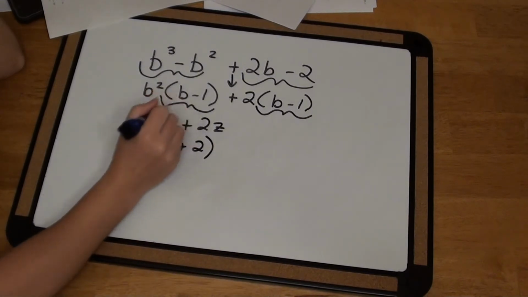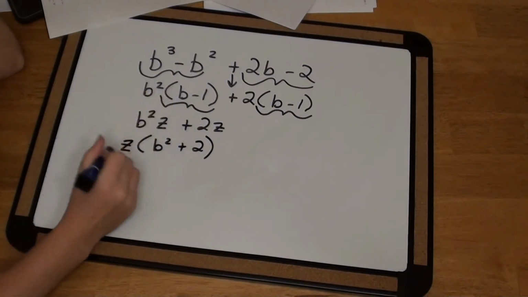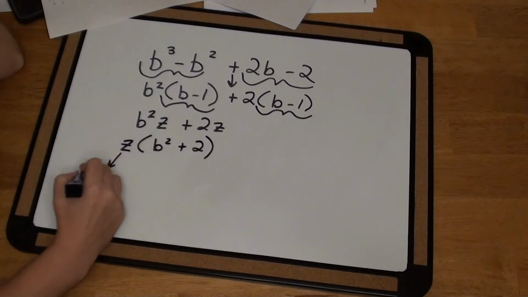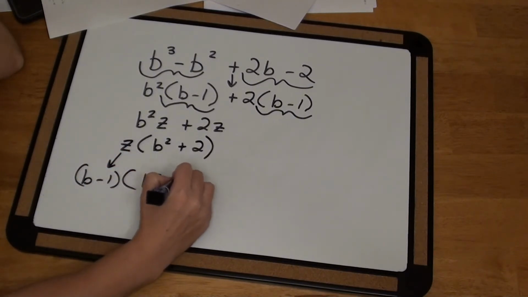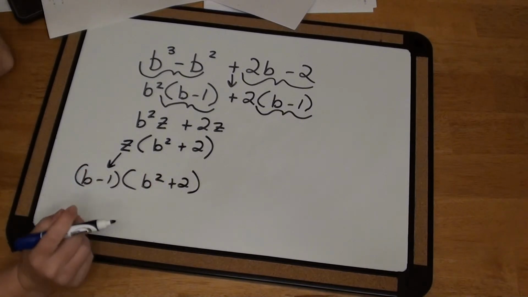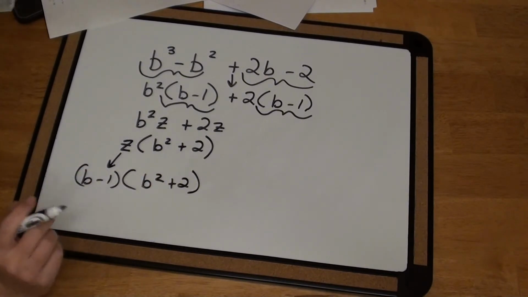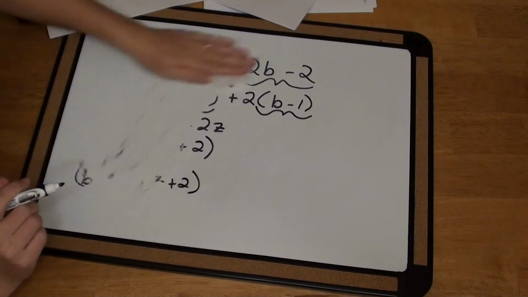But this wasn't a z. This was really a b minus 1. So I'm going to go ahead and write in b minus 1, b squared plus 2. And I factored it. It's factored. Yay. I'm going to do another one of these.